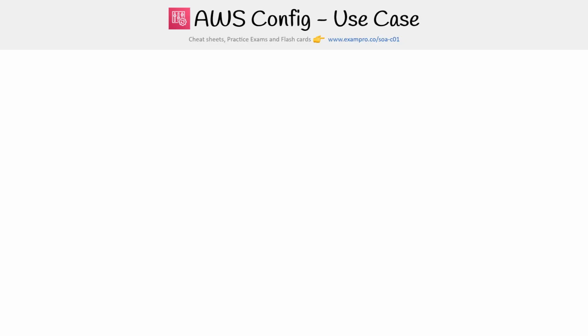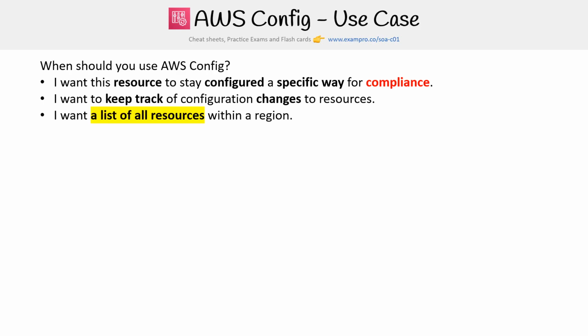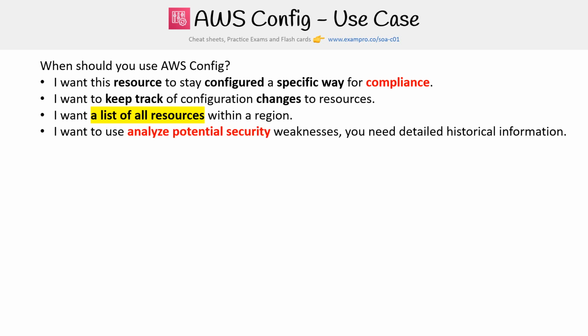All right, so now let's take a look at use cases for AWS Config. So when should you use AWS Config? I would say it's when you want a resource to stay configured in a specific way for compliance, when you want to keep track of configuration changes to a resource, or when you want a list of resources within a region, or when you want to analyze potential security weaknesses and you need detailed historical information.